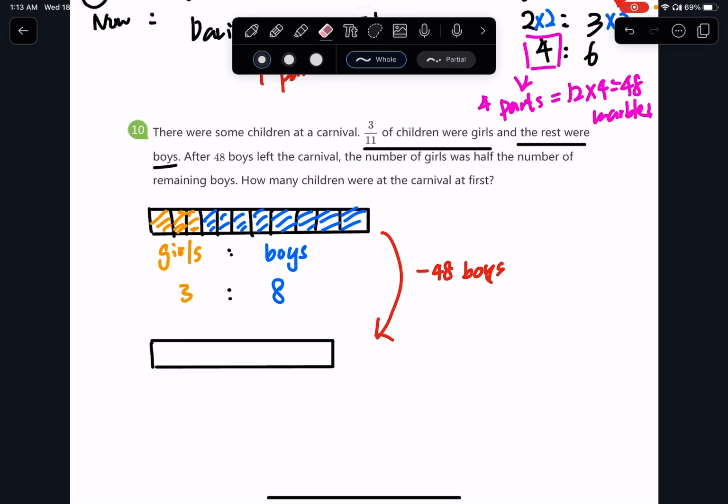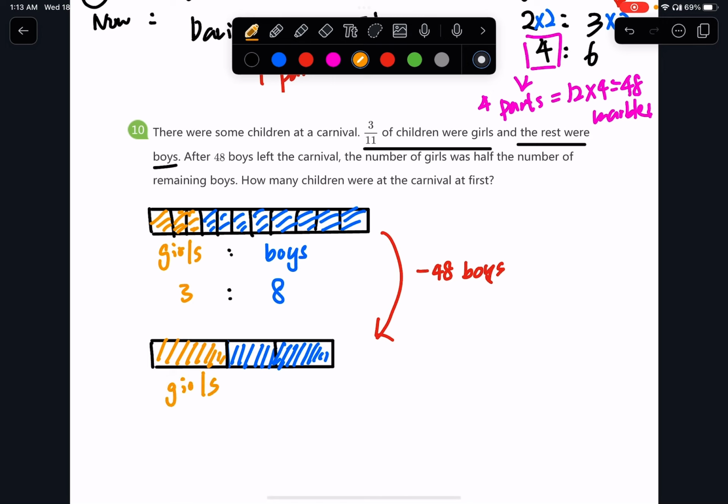Because the number of girls was half the number of remaining boys, right? So which means boys should be 2 parts and girl is 1 part after the leaving, right? So now this part is girls and these 2 parts are boys. So girl was half the number of remaining boys. So girl is 1 part, boys are 2 parts now. Okay, so the ratio cannot be compared because both numbers are not the same.